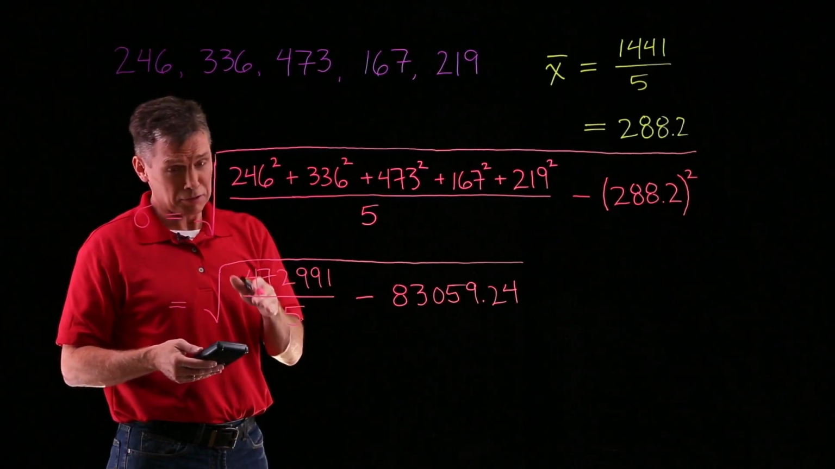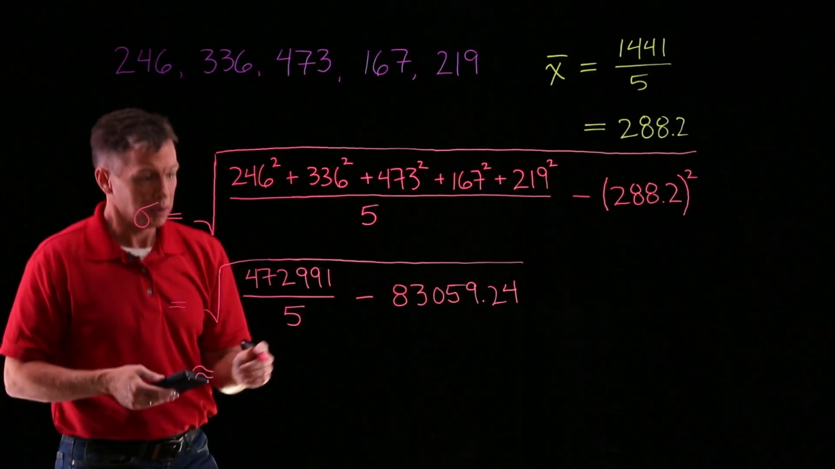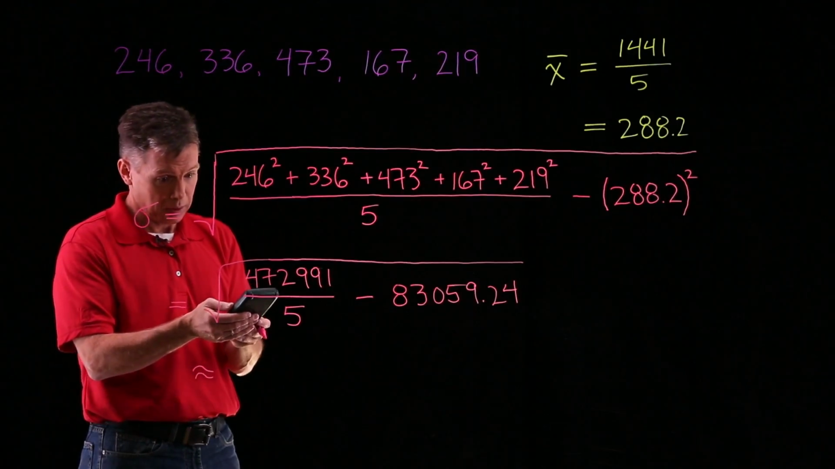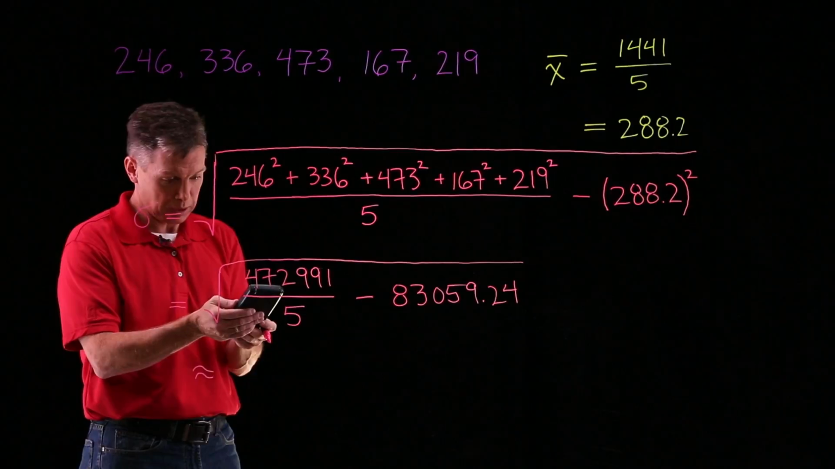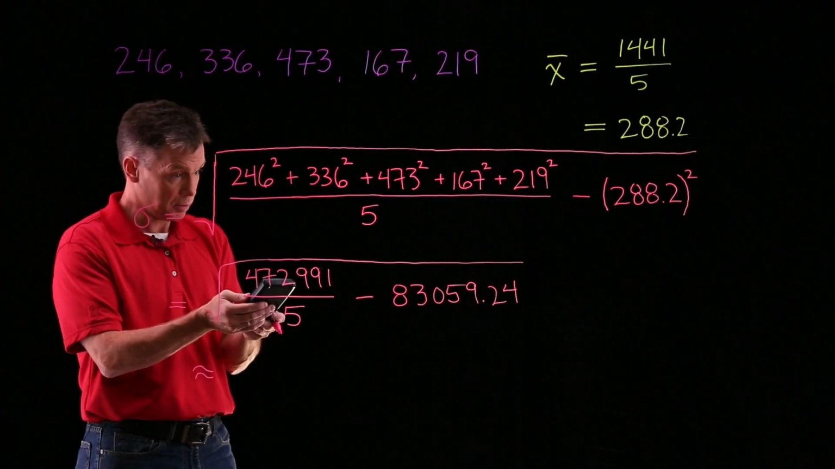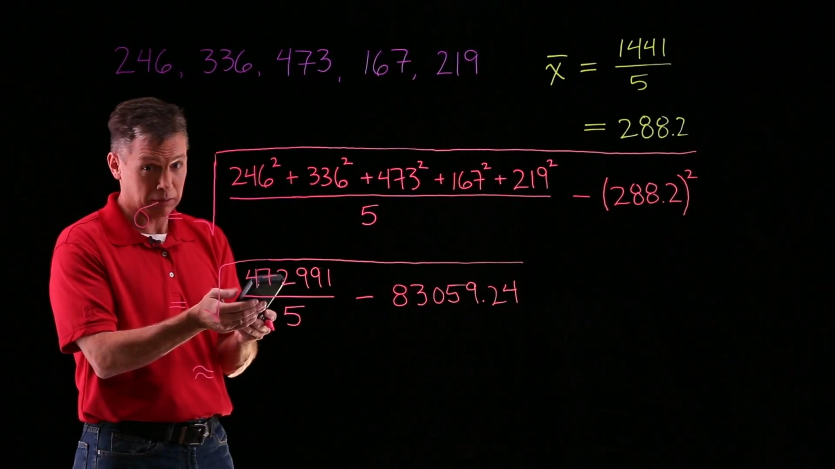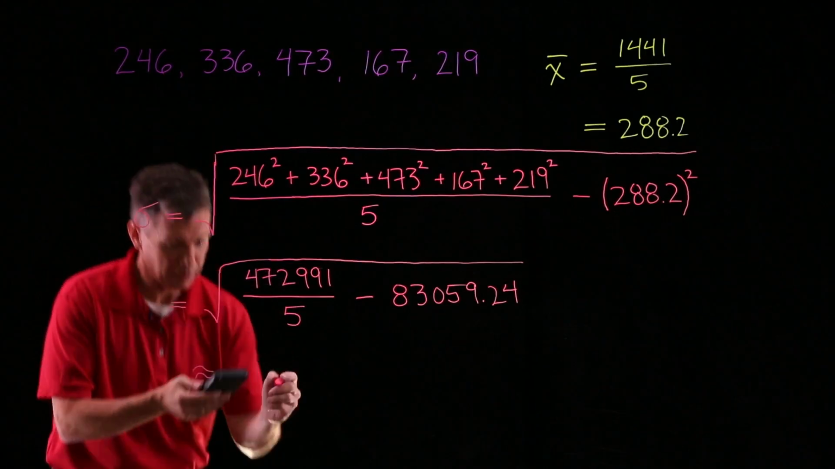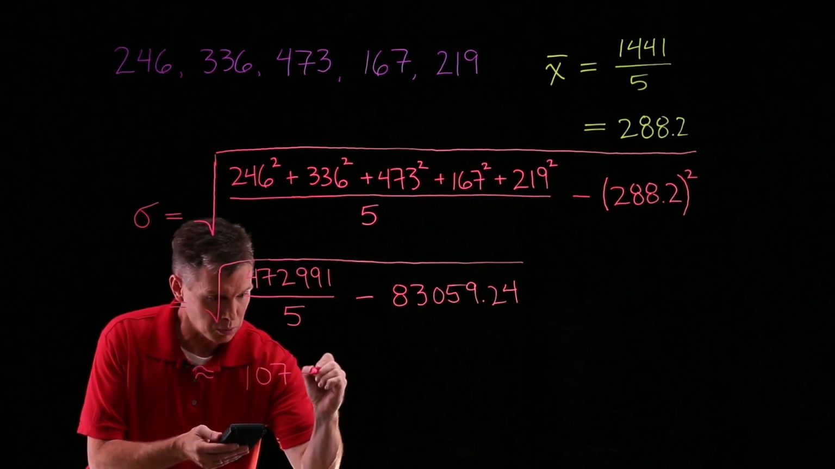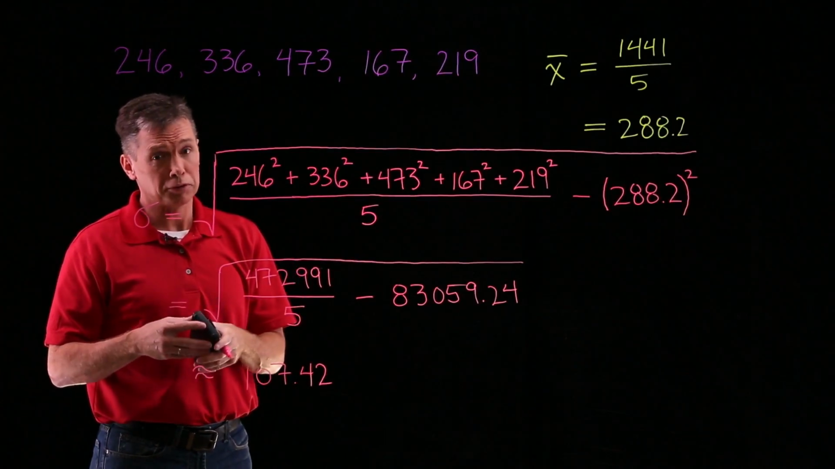Okay. If we check each other and we're good, let's move on and finish this problem. I am going to switch to an approximately equal to. But let's do this calculation, and I think I can do it all at once with a square root and then 472,991 divided by 5, subtract 83059.24. Close up my square root operation, hit enter, and I'm looking at 107.42 with rounding. Okay, that's my answer for standard deviation.